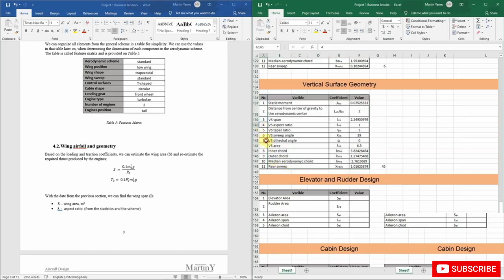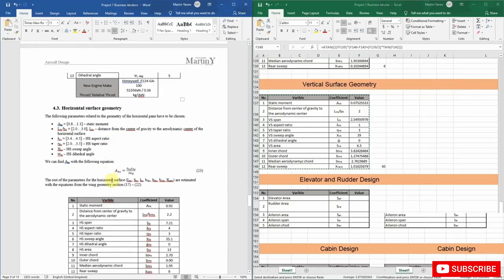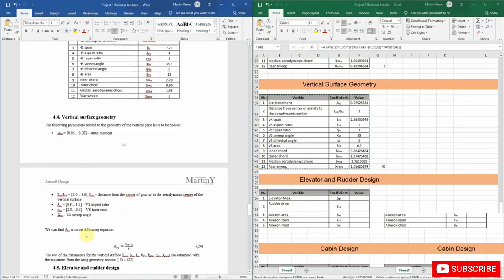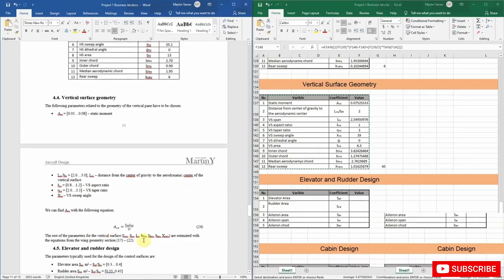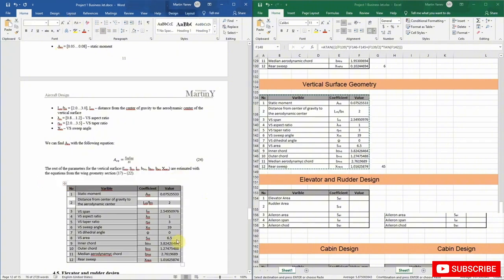So what I will do, I will just copy this table and I will place it in our vertical airfoil geometry area. Okay, so I will just scroll down here and then I will place it right here. Also you can see our static moment coefficient is 0.075, which is exactly in the range that we would like to have it.